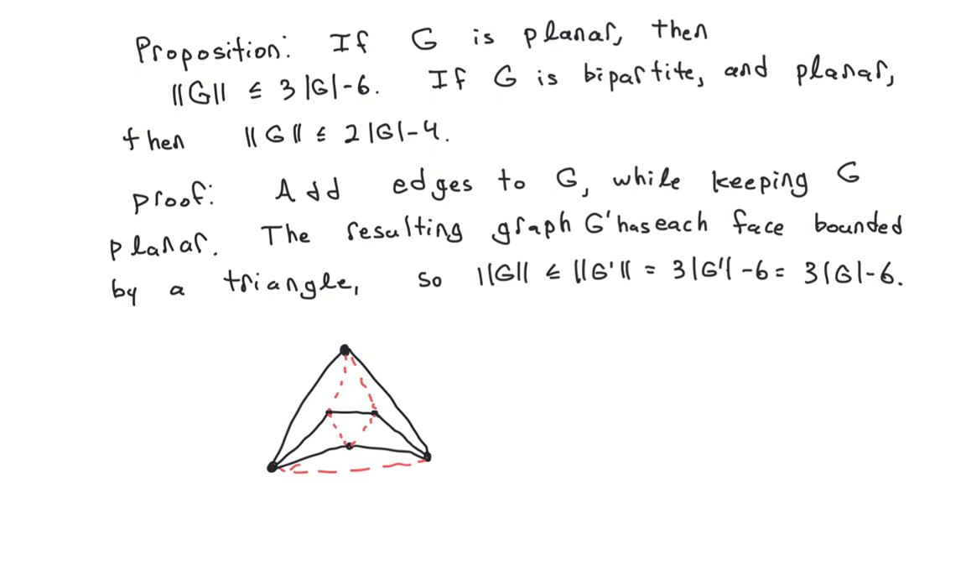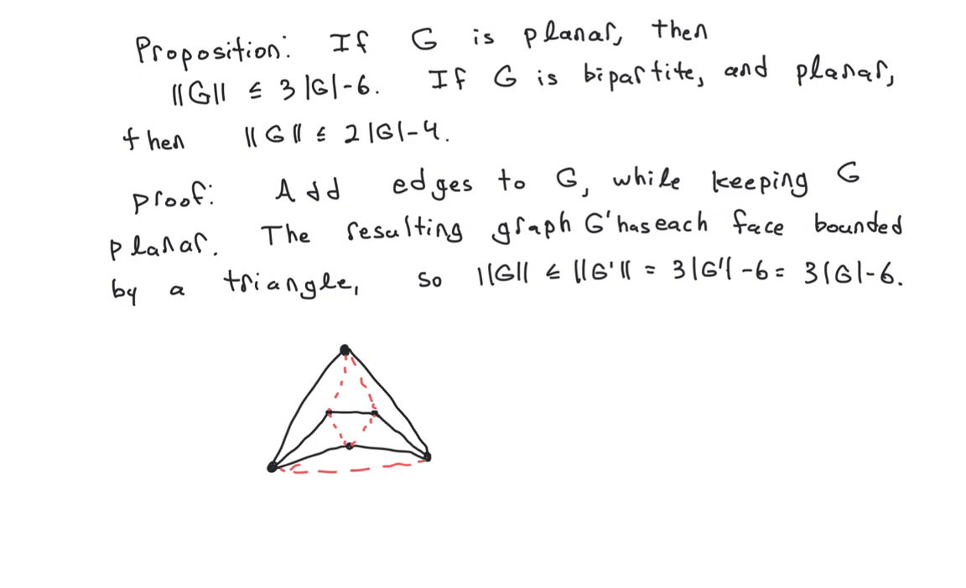On the other hand, for a bipartite planar graph, the number of edges is at most twice the number of vertices minus 4. And the proof for the first case is just keep adding edges to G while making sure it stays planar. So in the worst case scenario, I take this graph and I keep adding edges. If I can't add edges anymore, it turns out it must be because every face is bounded by a triangle.